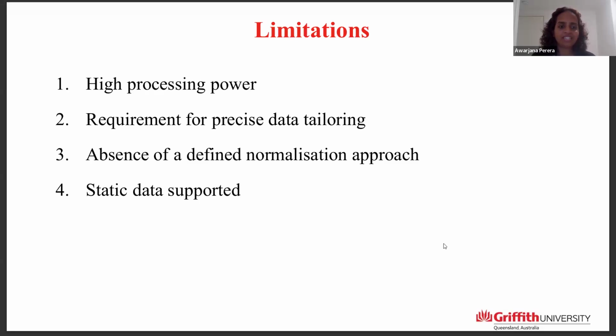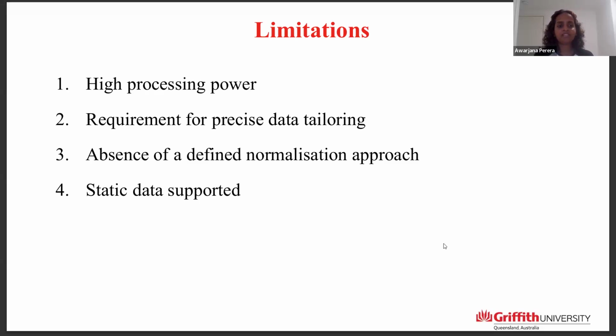And talking about limitations, the TAM tool actually consumes very high processing power. So if we want to visualize a large data set, we may want to use a machine with a very powerful processor. This is due to the reason that it uses color generation, so it consumes more power.